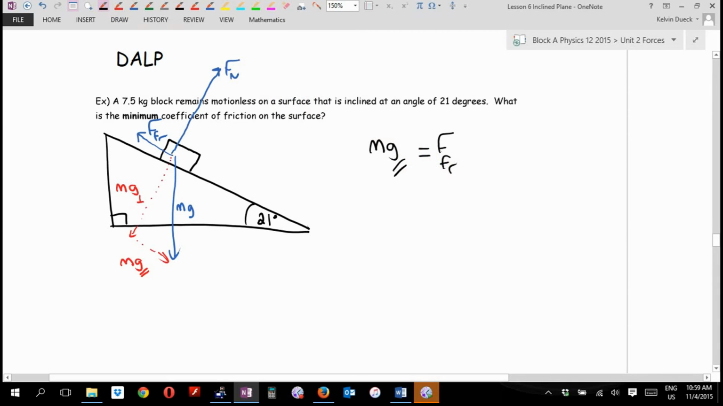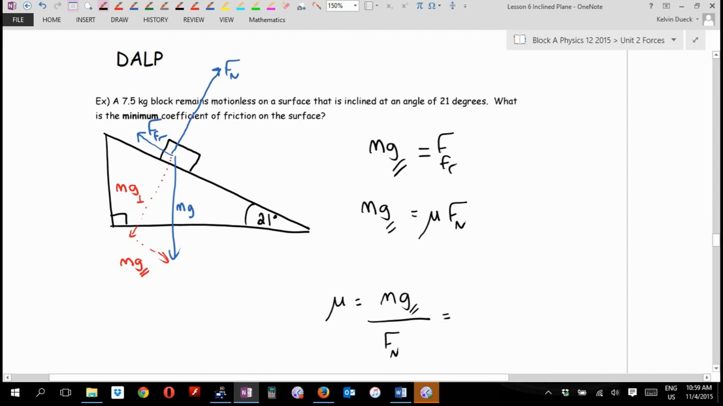If you can go straight to there, great, but I walked you through the derivation. Friction equals what times what? Okay. mg parallel equals mu times the normal force. What's this question asking me to find? It's asking me to find mu. How would I get mu, the coefficient of friction, by itself? Oh, divide the normal force over. So if I hear you correctly, you're saying mu is going to be mg parallel divided by the normal force. I don't know the normal force.